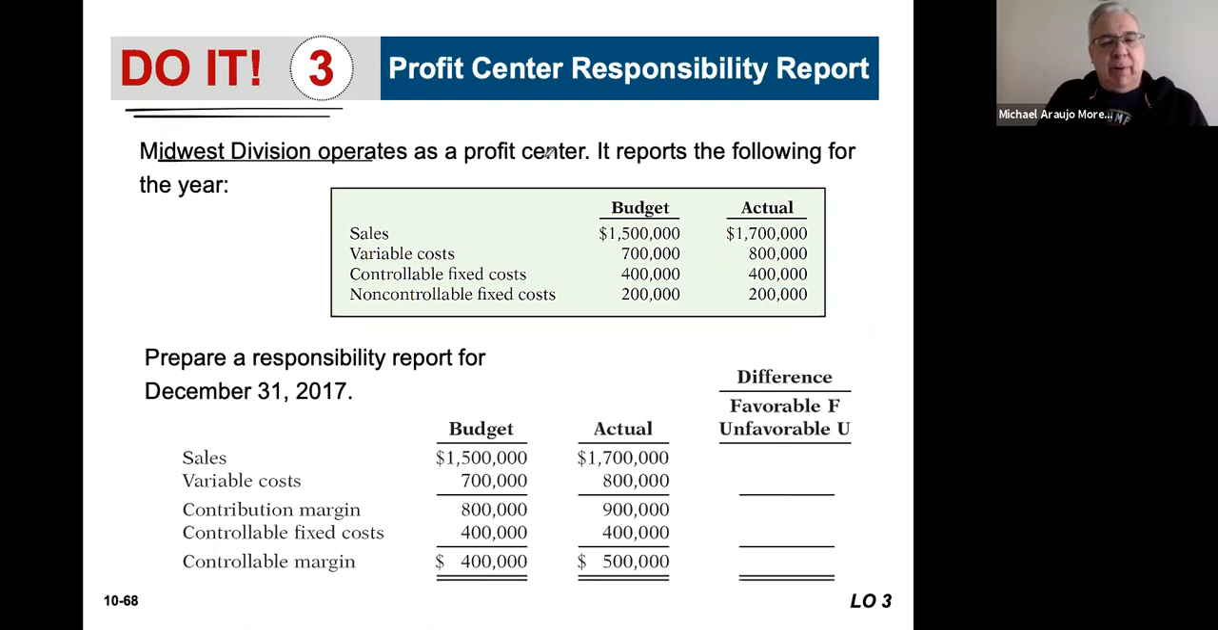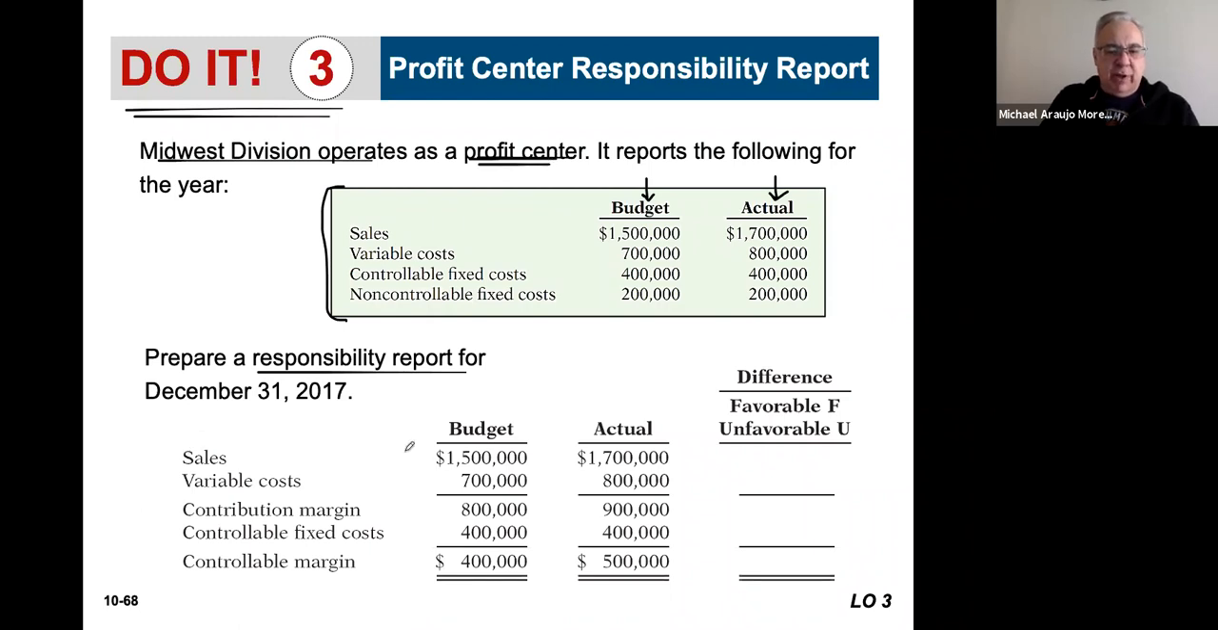Midwest Division operates a profit center. So they operate as a profit center, right? And they report the following for the year. So here they have their budgeted amounts listed here for sales, variable costs, controllable fixed costs, and non-controllable. And their actuals were provided here. Okay. So prepare a responsibility report for this profit center.